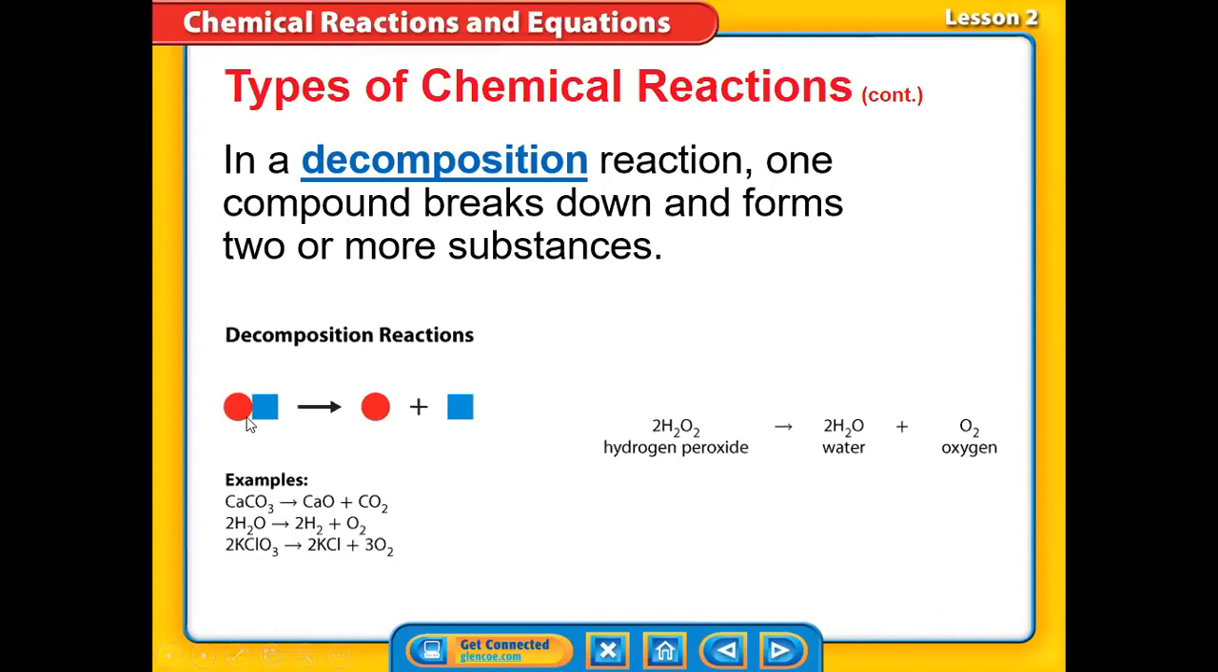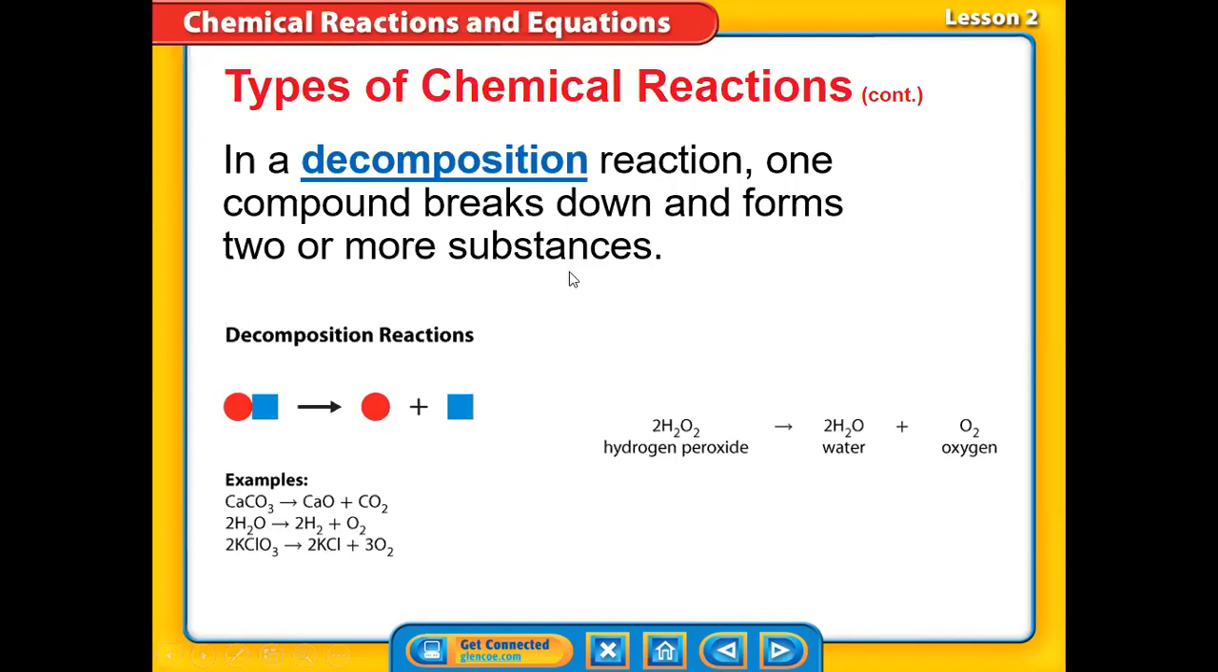So actually here we have one reactant, and this reactant breaks down into two products. For example, calcium carbonate breaks down into calcium oxide and carbon dioxide, water is broken down by electricity into hydrogen gas and oxygen gas, potassium chlorate breaks down into potassium chloride plus oxygen gas, and hydrogen peroxide breaks down into water and oxygen.